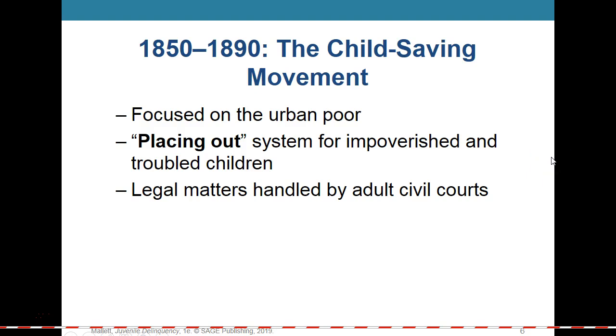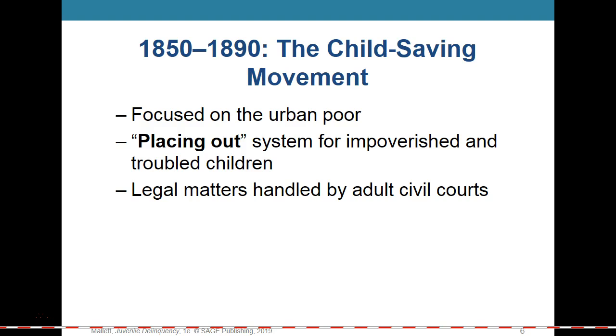These next two slides, we're going to talk about the 1850s to 1890s, which is called the child saving movement. It focused on the urban poor, trying to keep children sheltered, fed, and when possible, and when they were old enough, employed. We have the Children's Aid Society in 1853, where they did this placing out system for impoverished and troubled children. Over 50,000 were rounded up from mostly the urban East Coast cities. They were put on trains and then sent to the western states. This program often did not even find placements for many of the children. That's why it's called placing out, taking children from eastern states to Midwest farms.